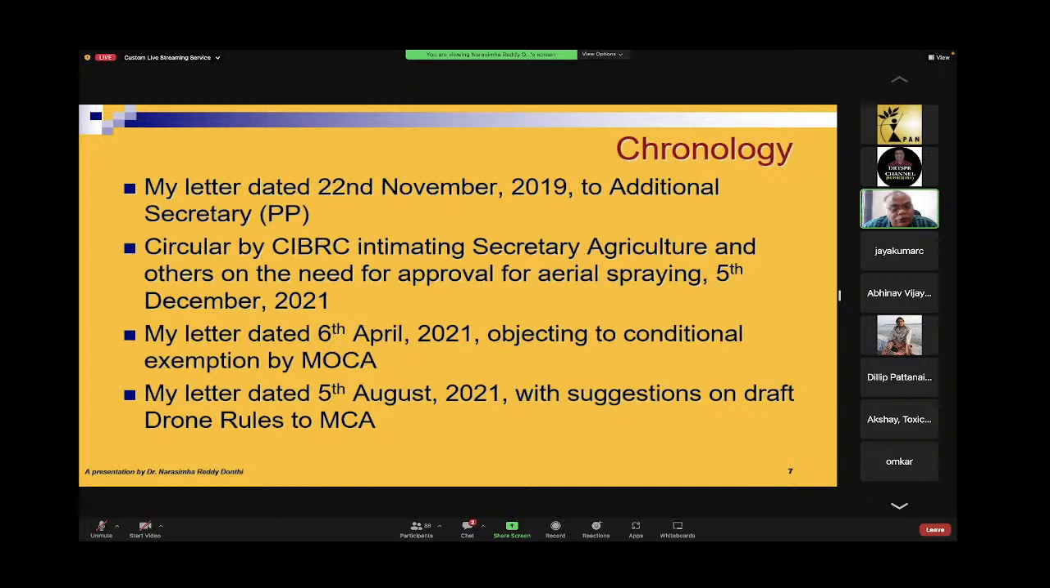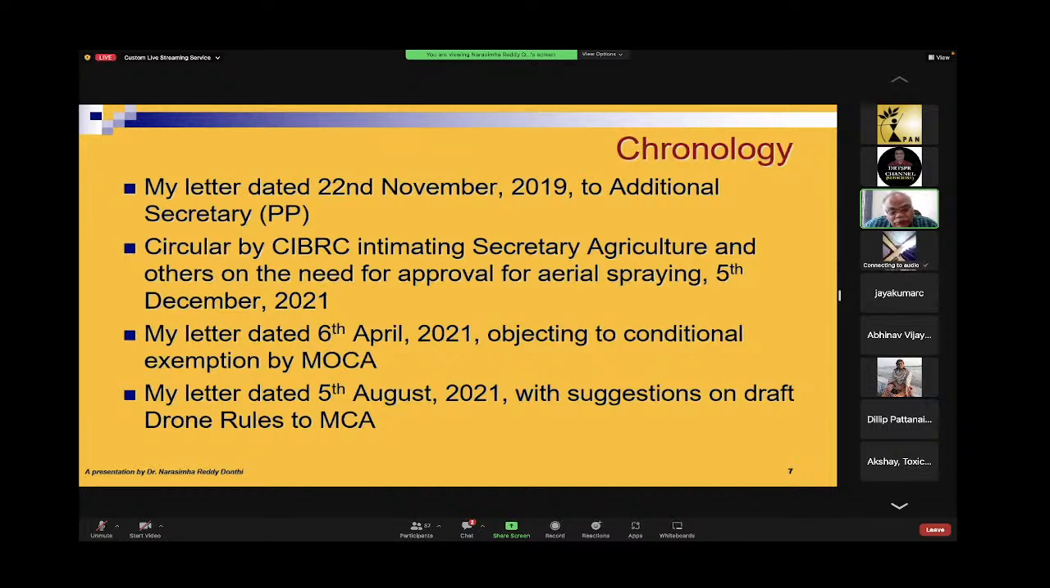So I raised this issue about the Indian Insecticide Act, clearly mentioning that aerial spraying is banned unless it is exempted. CIBRC needs to give exemption under special circumstances. And of course, those circumstances were not defined under the rule, but still aerial spraying is banned. So I wrote this to them, and then the secretary CIBRC sent out a circular to every department, and they reminded everyone that there is a need for approval for aerial spraying.